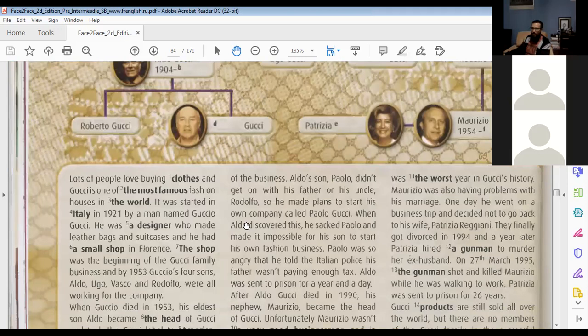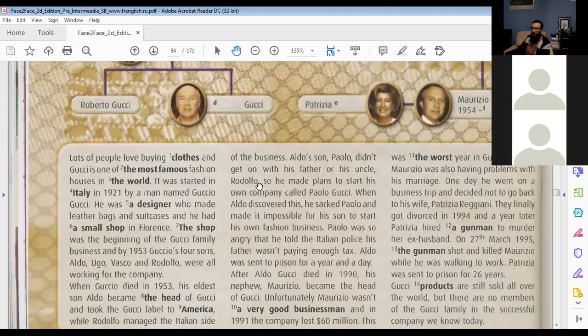Did he design clothes? The first Gucci? It's leather bags. That's right. He made leather bags and suitcases. That's correct. So he didn't design clothes.